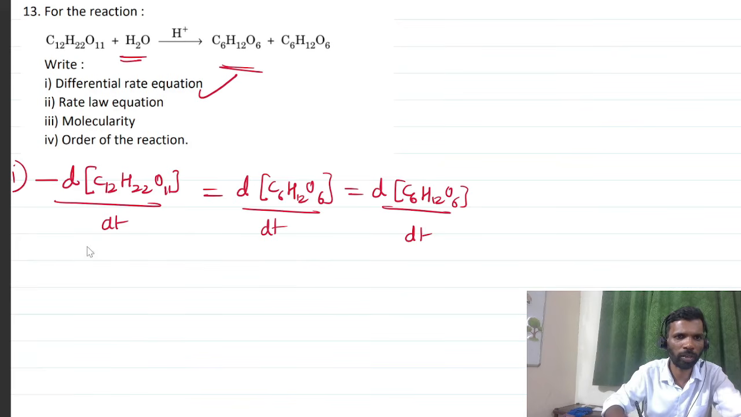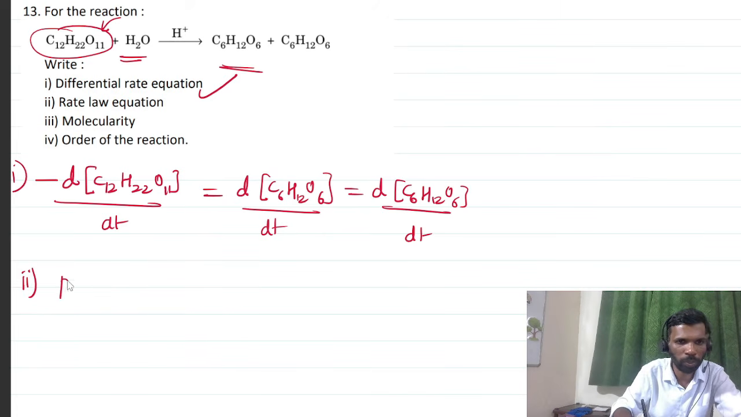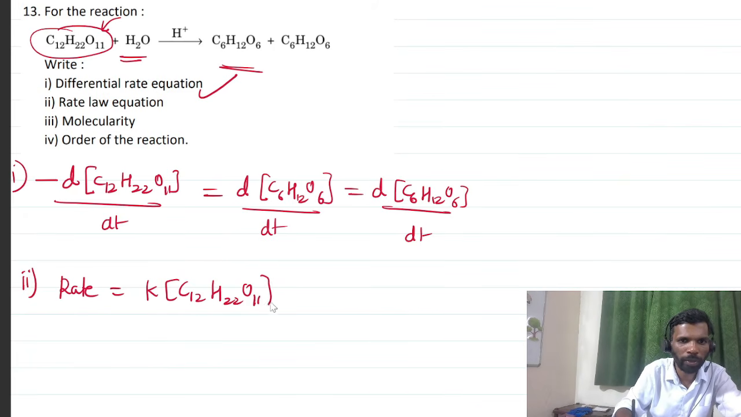What is the rate law equation? The rate law equation will be, this is a pseudo order reaction which looks like a second order reaction, but it is a first order reaction which depends only on the concentration of C12H22O11. So rate is equal to k concentration of C12H22O11 raised to 1. What is the molecularity? Only over here two molecules are involved. One is of the sucrose and the other is of water. Therefore, molecularity is 2.